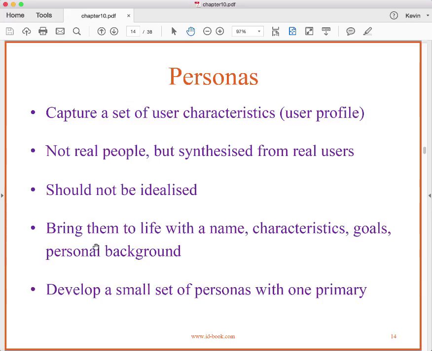It's a kind of user profile, and they're fictional, so they're not real people, okay? Usually they're a synthesis of several real people that we meet. What we want is to create a set of personas that represent the users of our system. If we're going to have 25 real users, we don't want 25 personas. If we did, we could simply describe the real people. We might want 2 or 3.